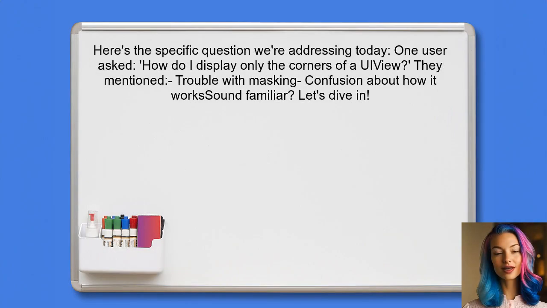Here's the specific question we're addressing today. One user asked, "How do I display only the corners of a UI view?" They mentioned that they were having trouble with masking and didn't quite understand how it works. Sound familiar? Let's dive in and find a solution.